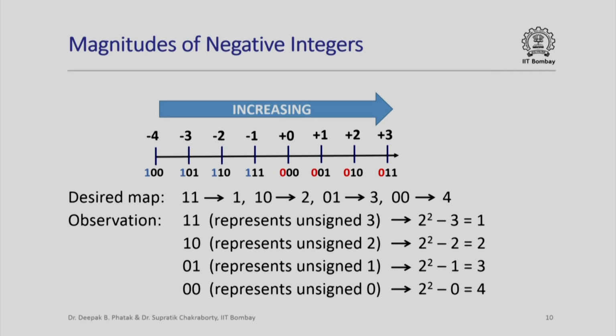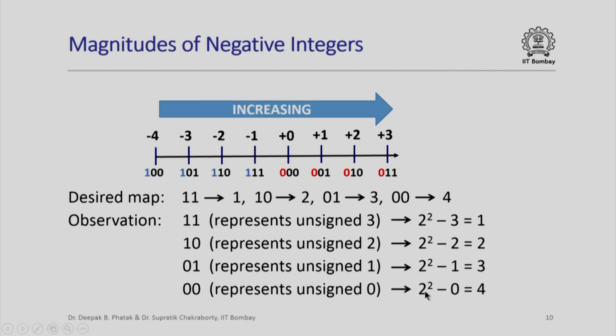So this basically tells us that if we want to get the magnitude of the negative integer from this binary representation in 2's complement, we can just look at the bits that claim to represent the magnitude. We can find out what it represents as an unsigned integer and subtract that unsigned integer from an appropriate power of 2. What was the appropriate power of 2 here?